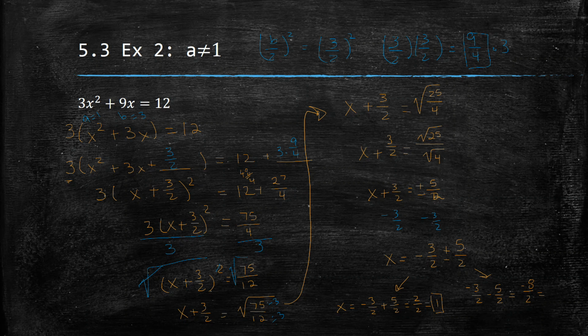Over 2. Negative 8 divided by 2 is negative 4. Okay, so then we have our x values over here. So the solution to this system, I'm sorry, it's not a system, the solution to this quadratic equation is x equals 1 and negative 4. Okay, tedious, a lot of work, but you'll get the hang of it.